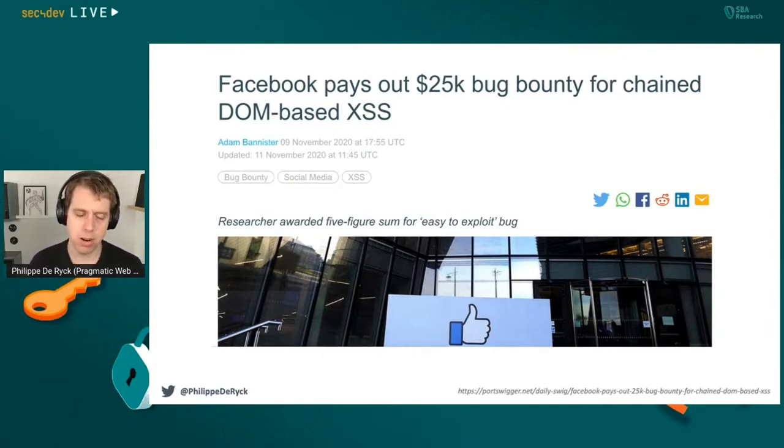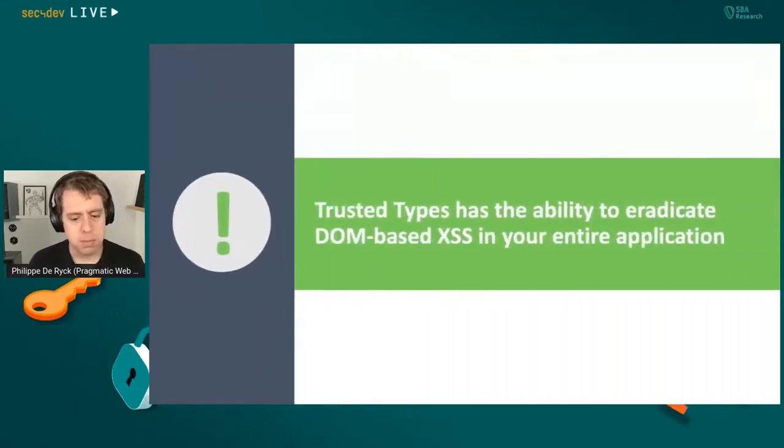That's the premise. Now that we got you good and scared about cross-site scripting, I have a promise to make to you. And what I'm going to explain here is trusted types. And trusted types, when used correctly, has the ability to fully eradicate DOM-based cross-site scripting in your application, in your entire application. And that's what we're going to achieve right here today.